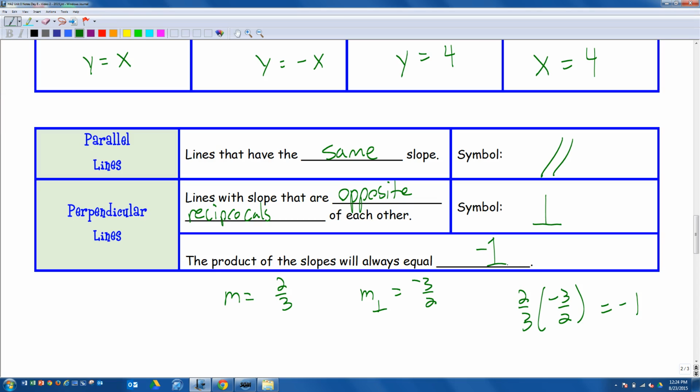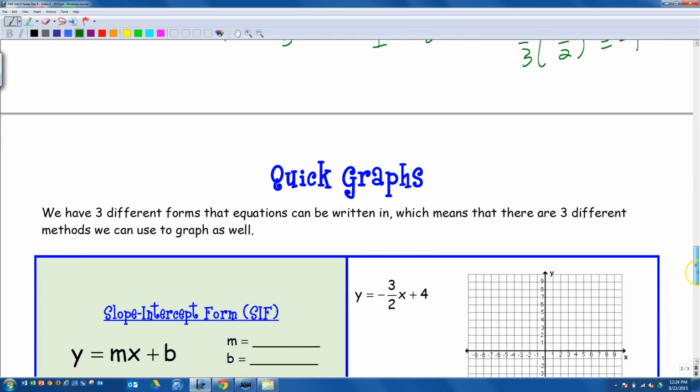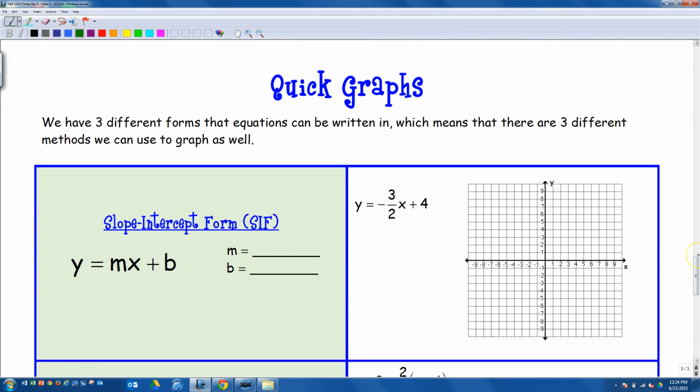Okay? And finally, we're going to do 3 quick graphs. You guys are going to learn more about these actual equations tomorrow. But for now, we're going to just do quick graphs. This first one you should be familiar with. This is slope-intercept form, where m is the slope and b is the y-intercept. And again, the coordinate is 0, b for that. So for this problem, we have a point 0, 4 and then a slope of -3/2.